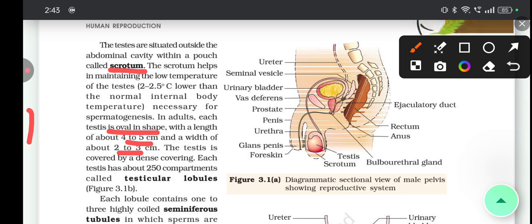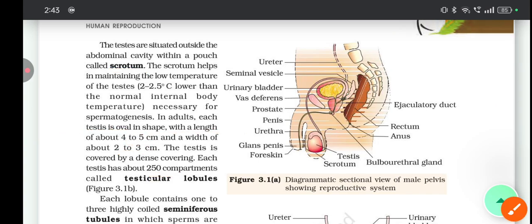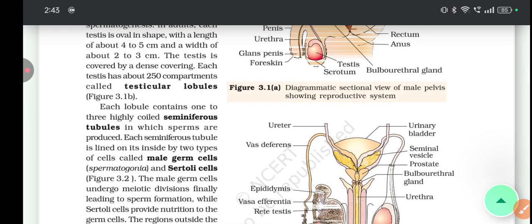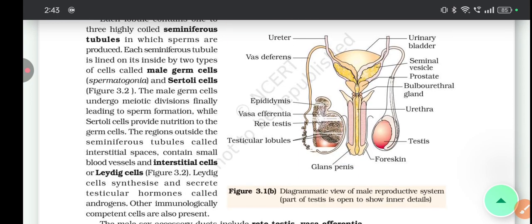The testis is covered by a dense covering. Each of these testes has about 250 compartments called testicular lobules. Each lobule contains 1 to 3 highly coiled seminiferous tubules, in which the sperms are produced.